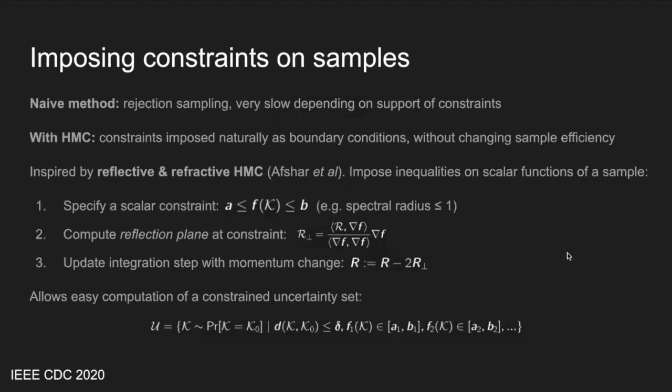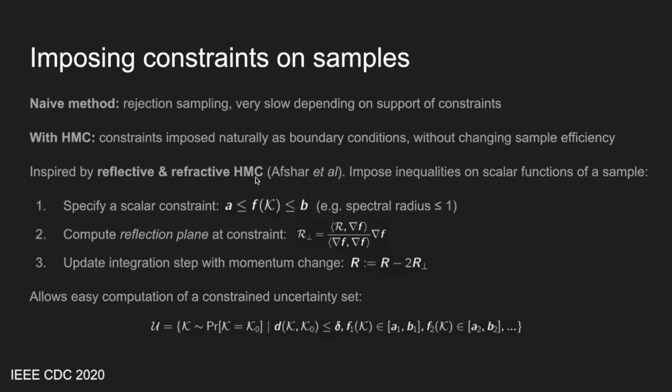A naive method may be to rejection sample. So as we generate our uncertainty set, we simply reject samples which do not satisfy the constraints. But as we mentioned earlier, this can have exponentially low sample efficiency depending on the support of the constraints. The nice thing is that with HMC, we can actually impose constraints naturally upstream in the sampling process as boundary conditions on the Hamiltonian dynamics.